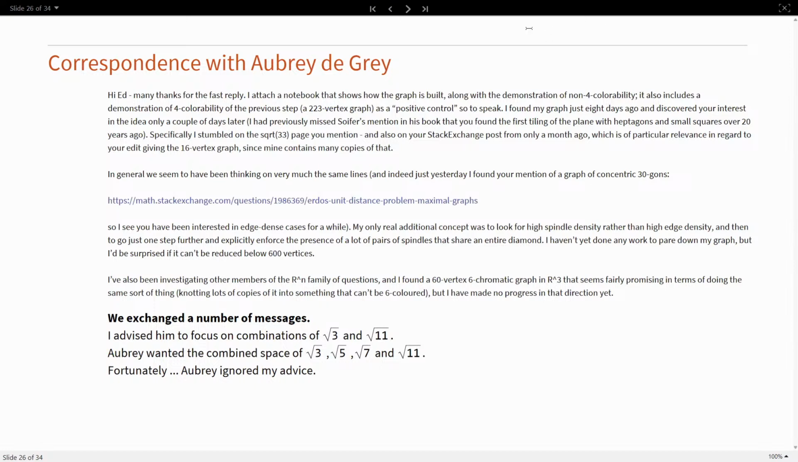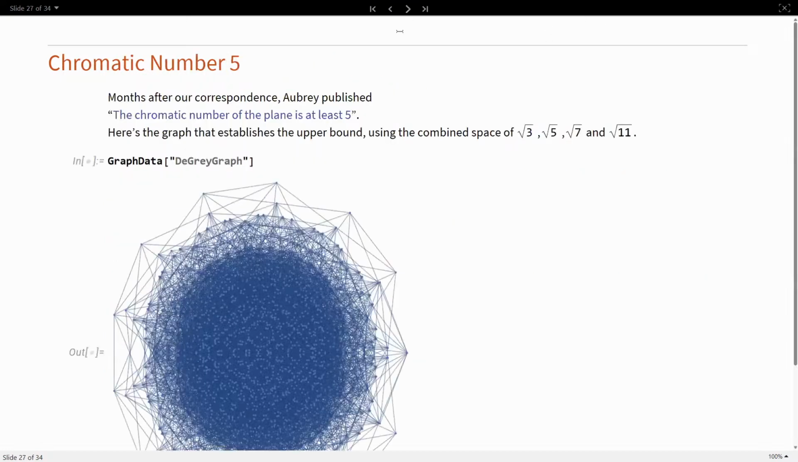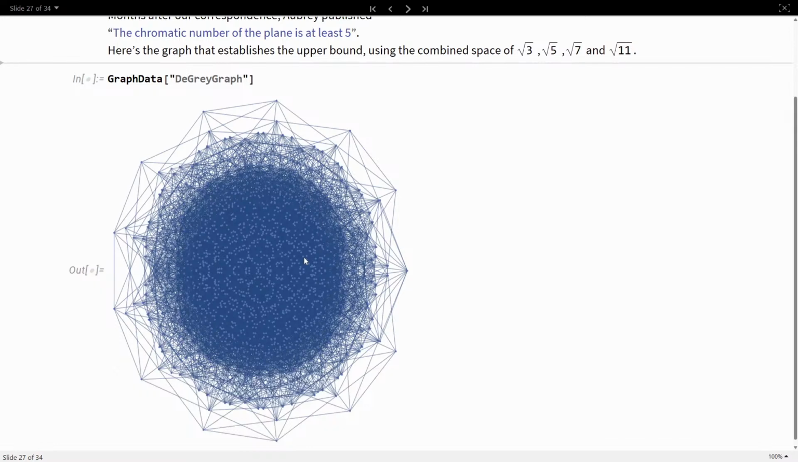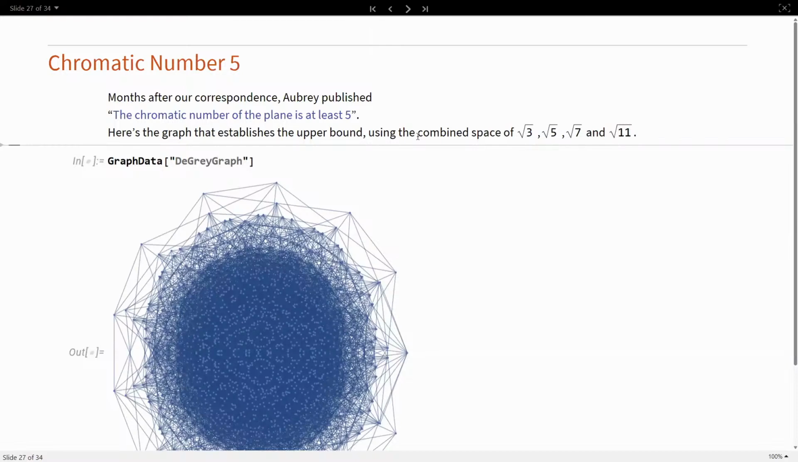It was fortunate that he ignored me, because he wound up solving the problem of the chromatic number of the plane. He found this graph, which requires 5 colors, and that was one of the major discoveries of, I think, 2018. So it turns out that I almost prevented one of the greatest discoveries in mathematics. It's a good thing he ignored me on that particular piece of advice.